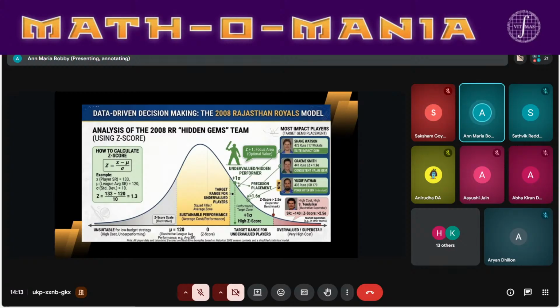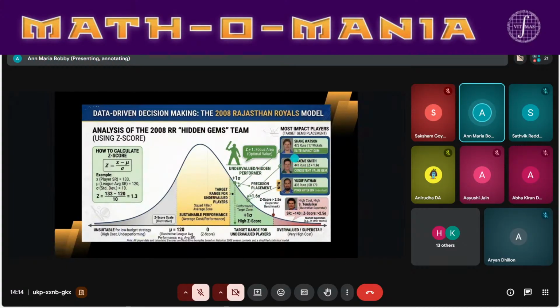In this slide, we can see the bell curve of the 2008 Rajasthan Royals team members. The players like Shane Watson, Graham Smith, and Yusuf Pathan, who were identified to be the hidden gems, have been denoted here in this bell curve. As you can see, the middle region of the bell curve represents the average players. These players perform around the league average, and towards the left side, we can see the below average players who had a negative Z score. And towards the right side, we can see the above average players.